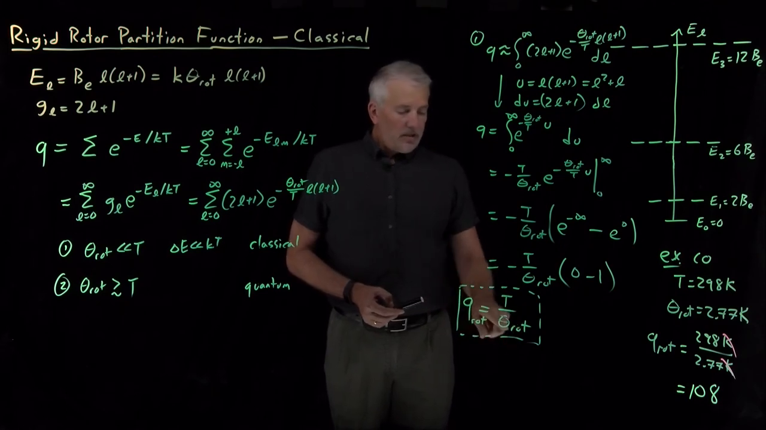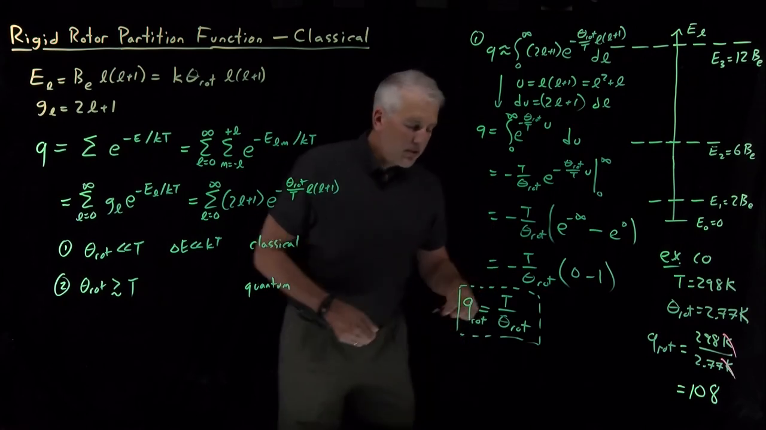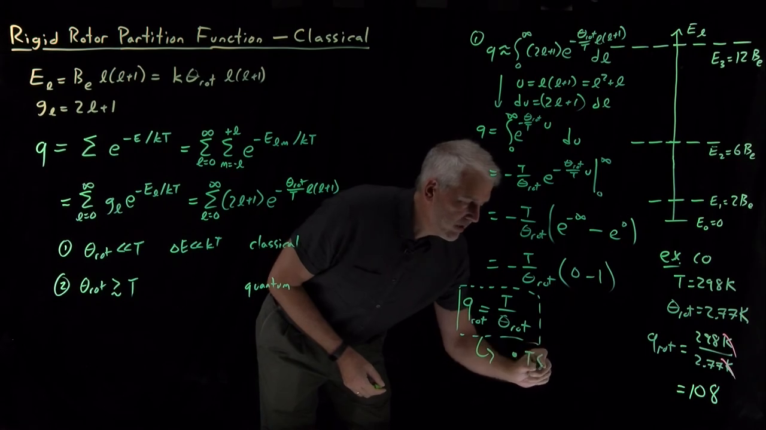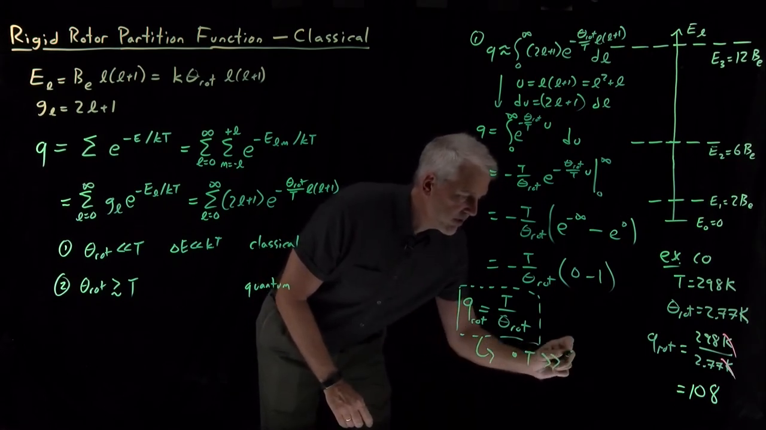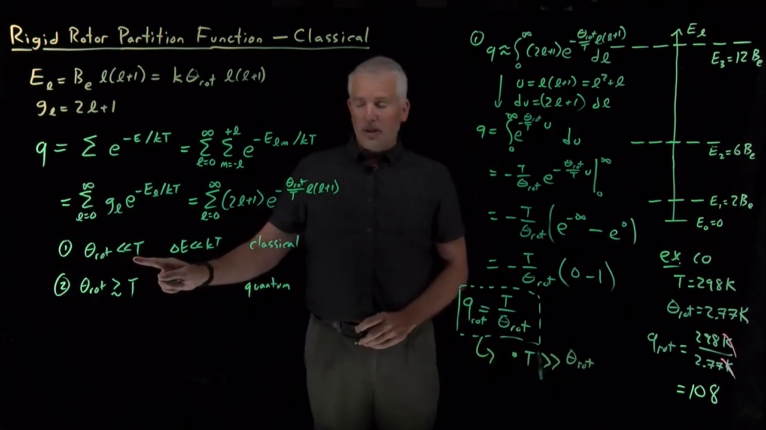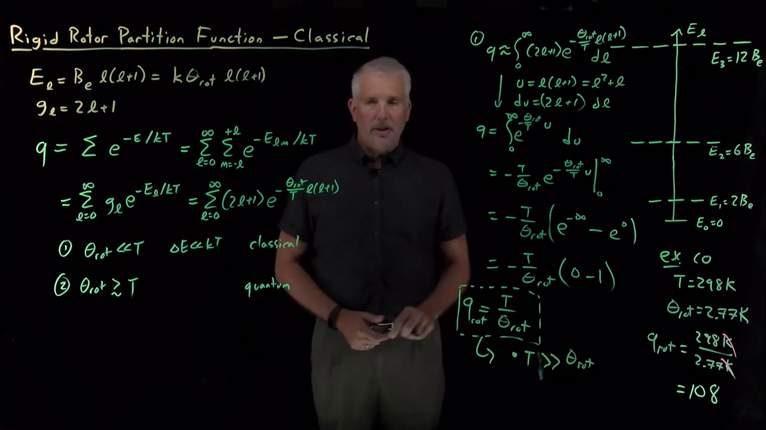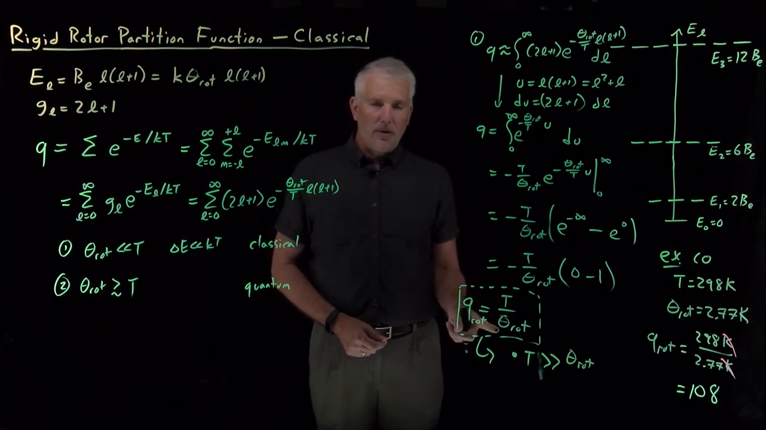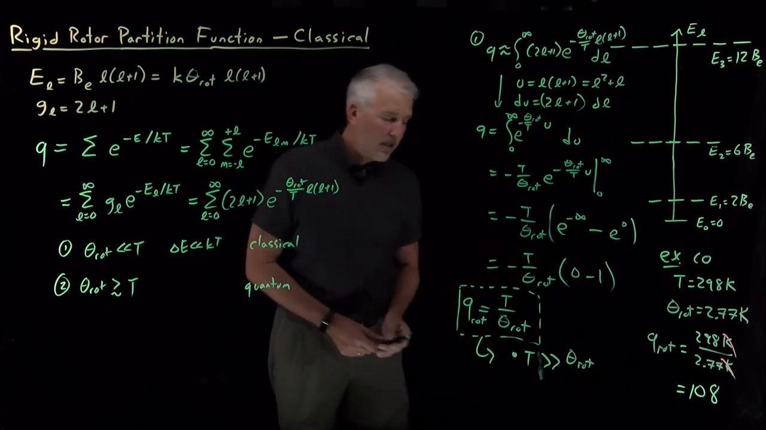Now, back to the reason I put this equation in a dashed box, a few caveats about that molecule. Number one, this equation is only true under the conditions where we've derived it. We assumed that the temperature was large compared to the rotational temperature. So we can only use this approximation in the classical limit, where the temperature is large compared to theta rotational, where this partition function comes out to be a pretty large number.